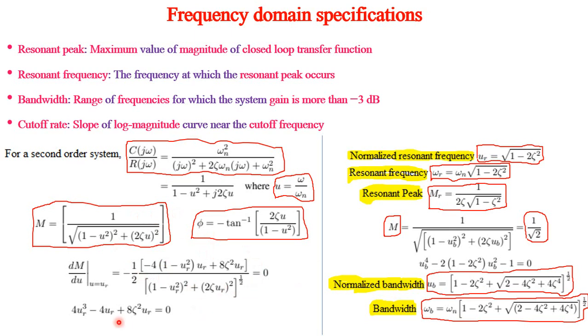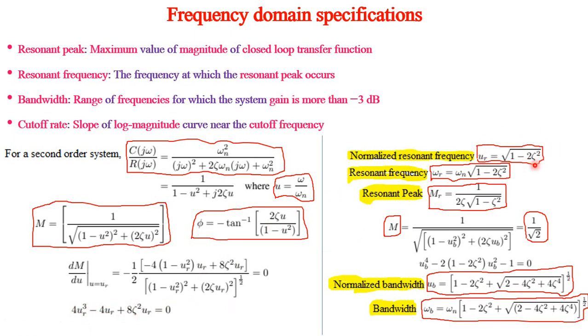Therefore this has to be equal to 0, which means when we expand the numerator, 4ur cube minus 4ur plus 8 zeta square ur equals 0. If we solve this, you can take ur outside. Then ur equal to 0 is one solution, and another one is 4ur square minus 4 plus 8 zeta square. But ur cannot be 0, that is what we are finding out. Therefore if we solve that quadratic equation, finally ur equals root of 1 minus 2 zeta square.